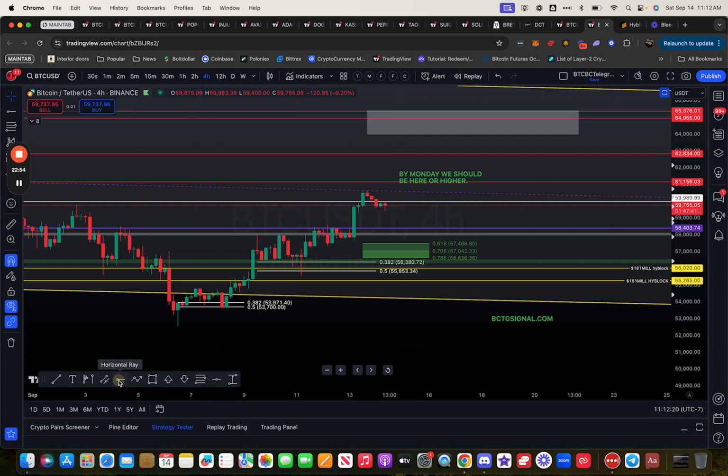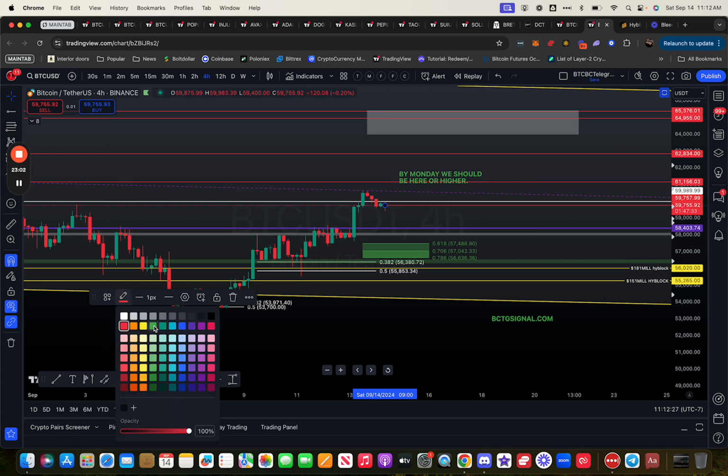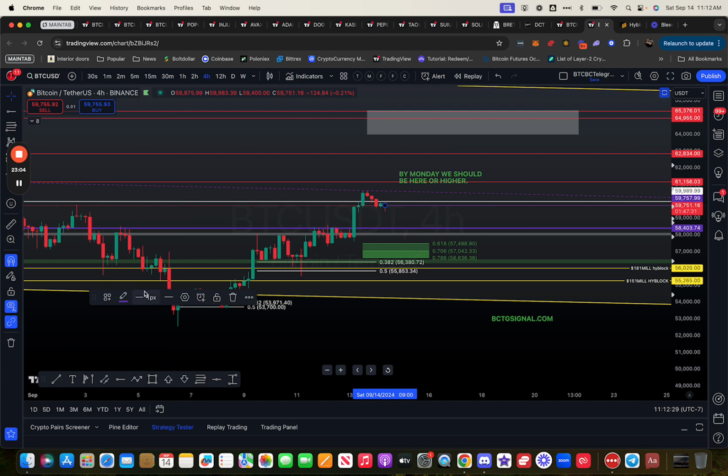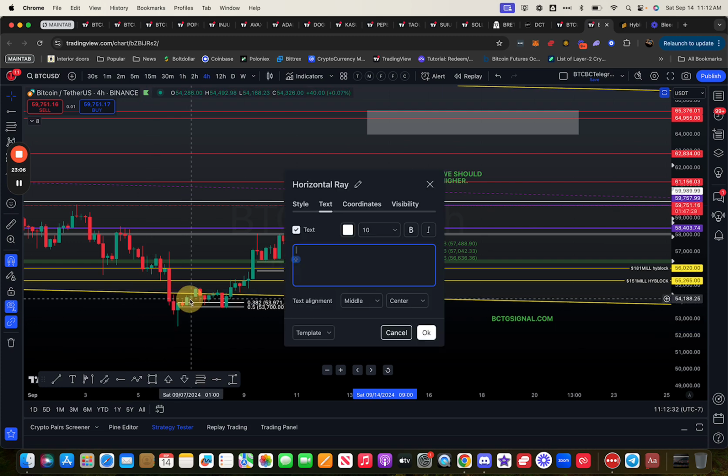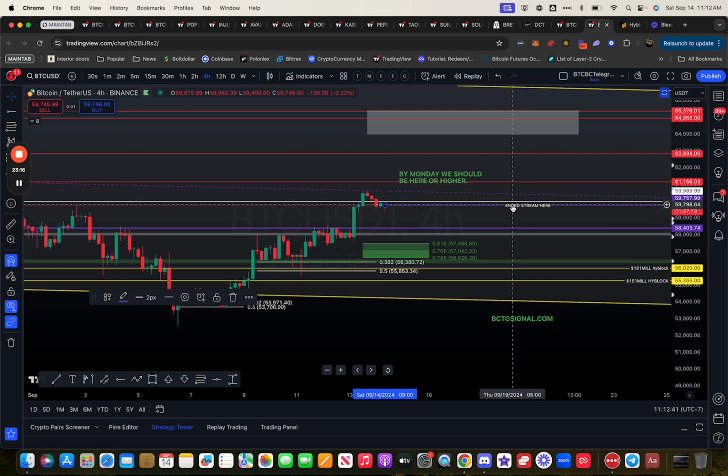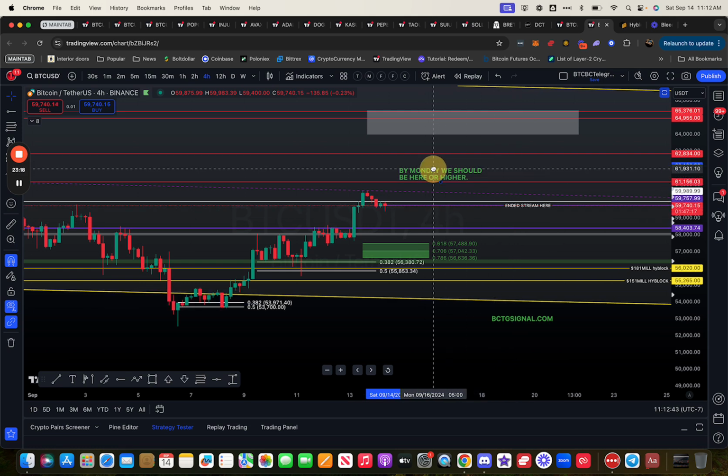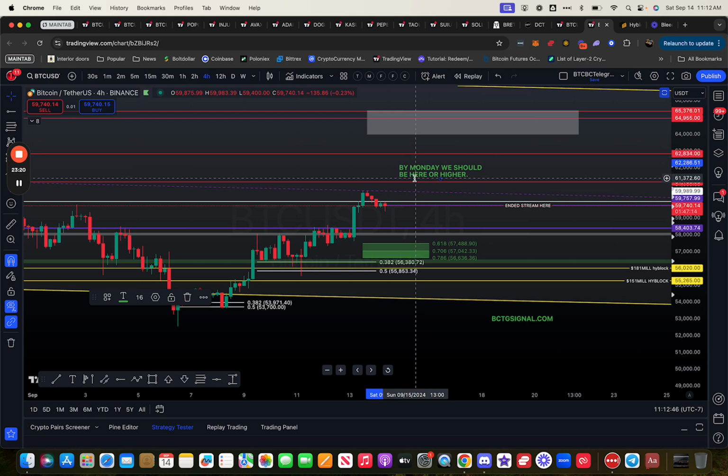I'm going to put this line here. I'm going to do this purple line. I'm going to make this thick here, and I'm going to type here: ended stream here. So this is where we ended the stream today, and this is where I think we should be by Monday, right inside here. Probably in between one of these two. We should be in here. So let's see how well this plays out for our typical scam pump weekend.